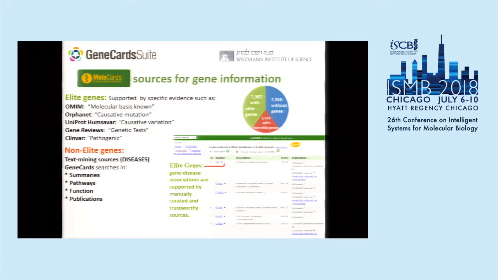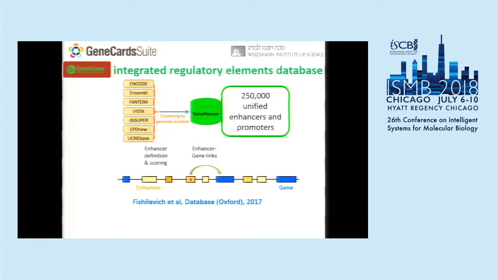Some examples of that are causative mutations annotated by OrphaNet, OMIM's molecular basis known, the existence of a genetic test. Okay, but in addition to that, there are also non-elite associations that sometimes other sources don't have, where you have text mining that will give information relating the gene to diseases. And also, we leverage GeneCards. We search for the disease within all of the GeneCards information, and that also gives us inferred relationships in MalaCards. And then there are other sections where you have related diseases, GO terms, that we don't have time to go into. Okay, so what's the new stuff?